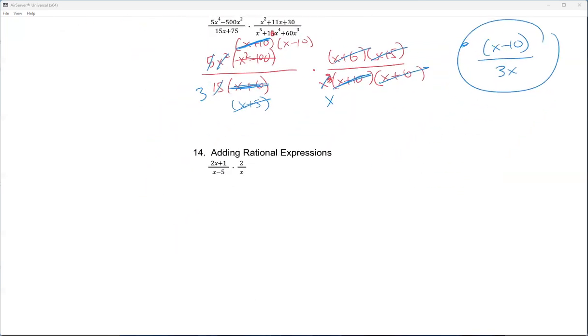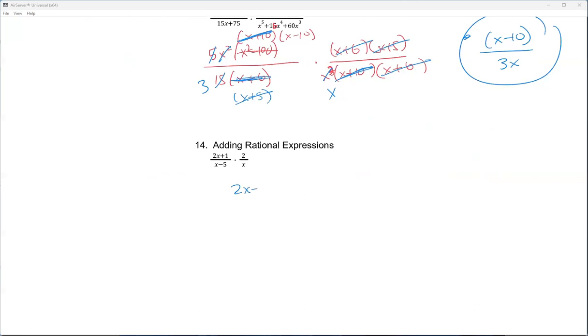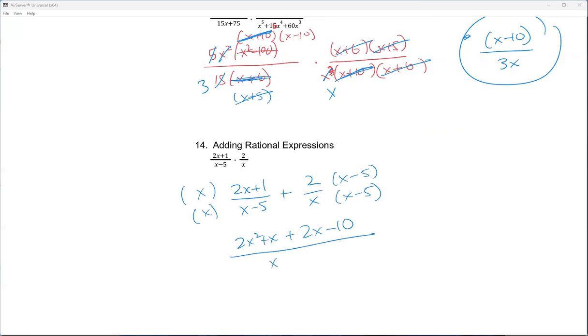All right, number 14, it'd be 2x plus 1 over x minus 5 plus 2 over x. Remember, we're trying to get a common denominator. So this side needs an x. This side needs an x minus 5. And so this would be 2x squared plus x plus 2x minus 10 over x times x minus 5. We could combine this as one fraction. So when you combine like terms, it is 2x squared plus 3x minus 10 all over x squared minus 5x. And that's all we could do.